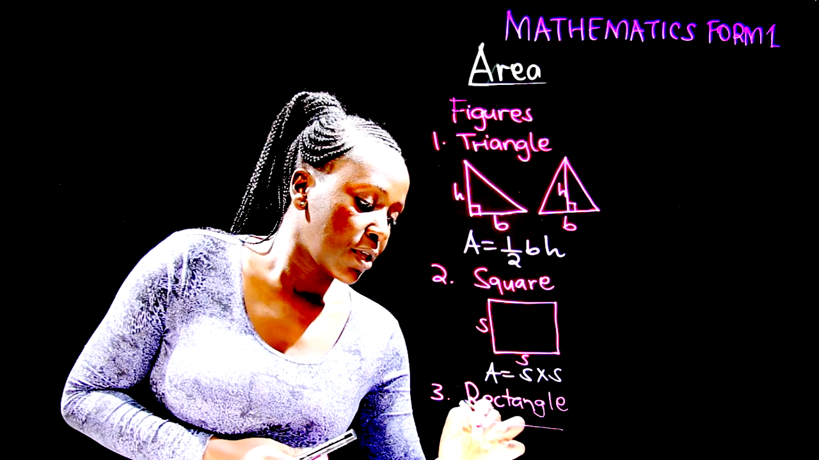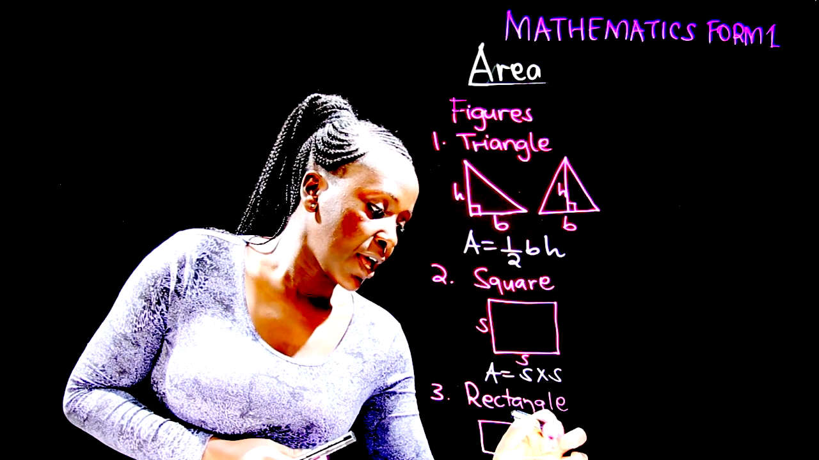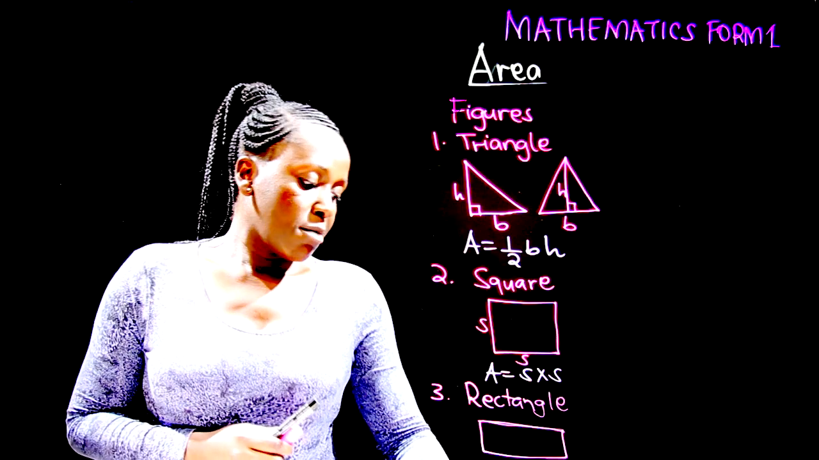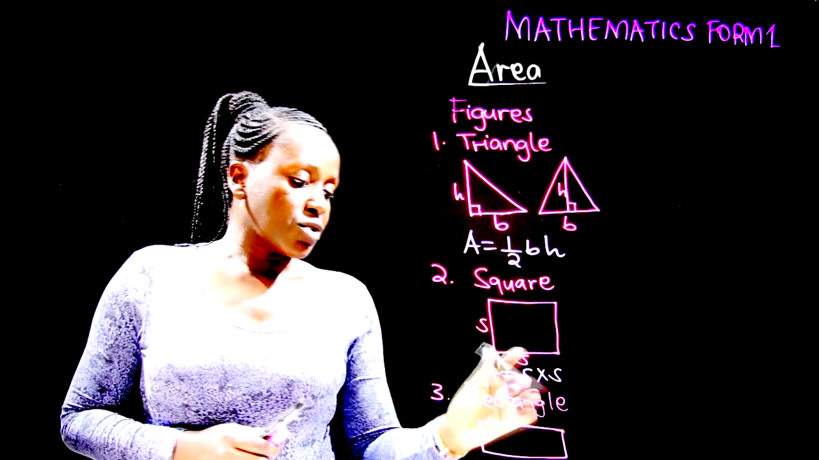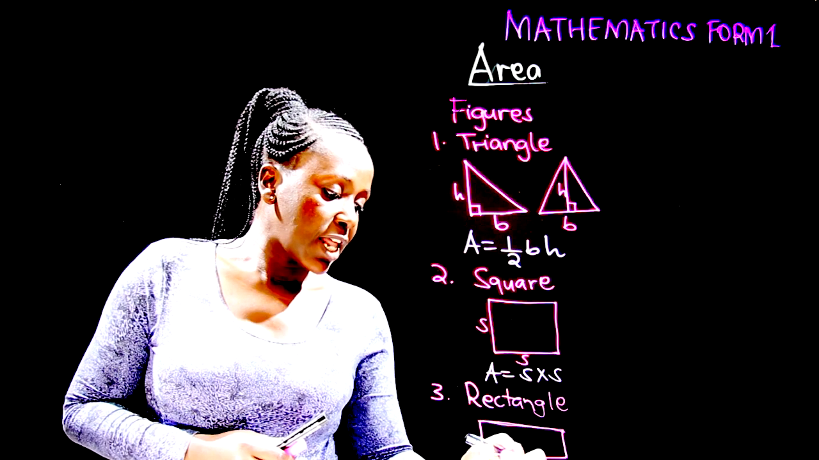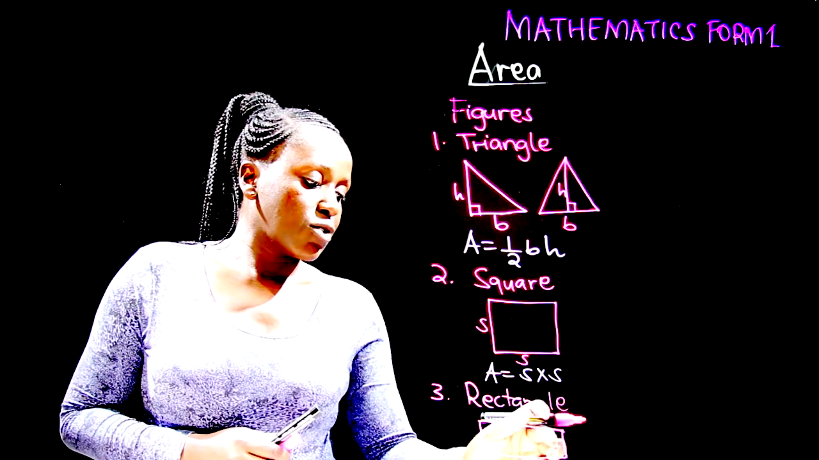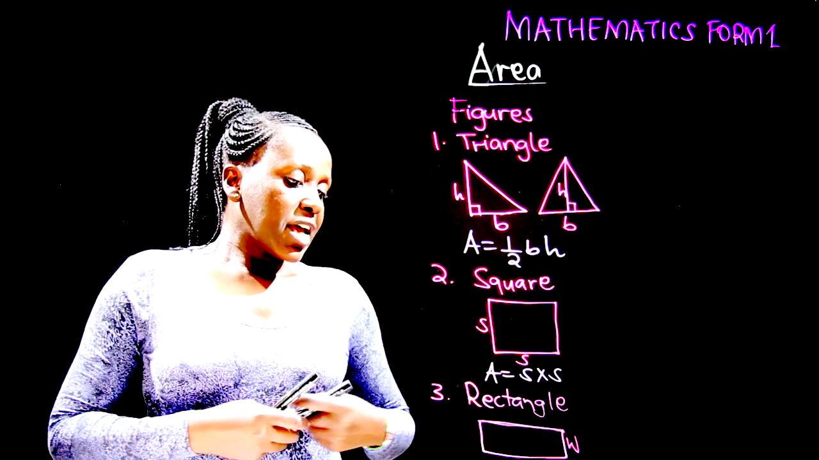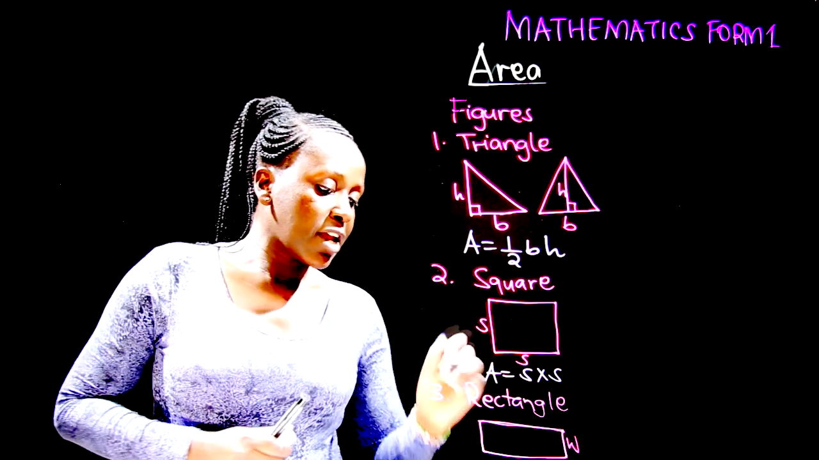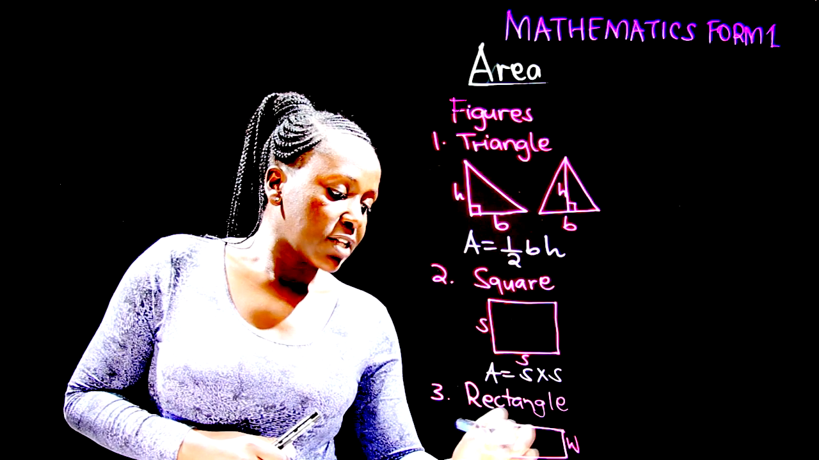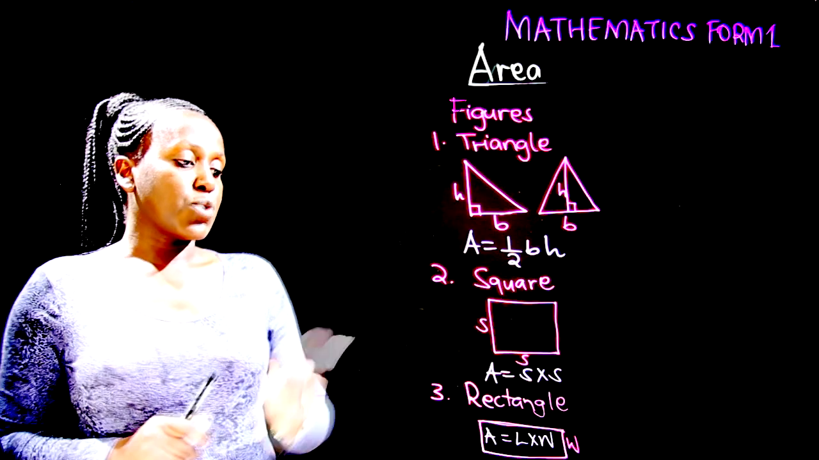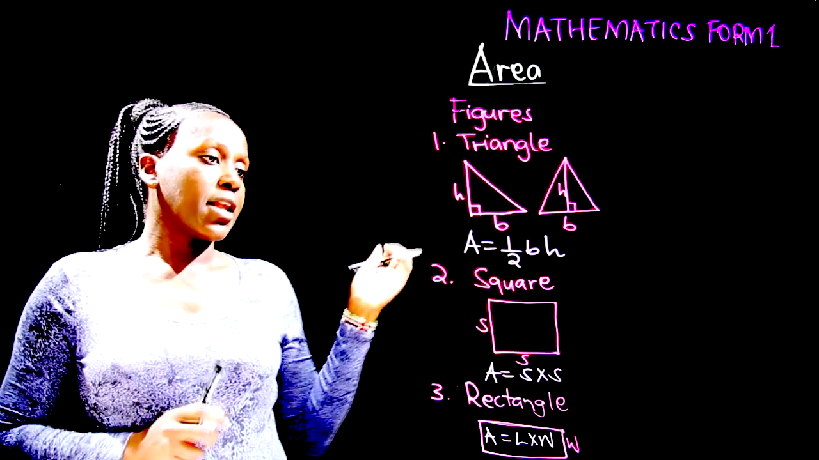So this is our rectangle here. You can see the sides are not equal, but this side is equal to this one. We call that the length. Then this side is equal to this one. We call that the width. So the area of a rectangle is given by length times width. Here, side times side.